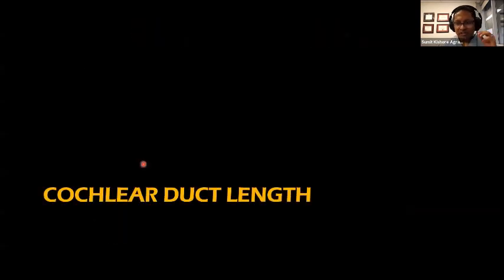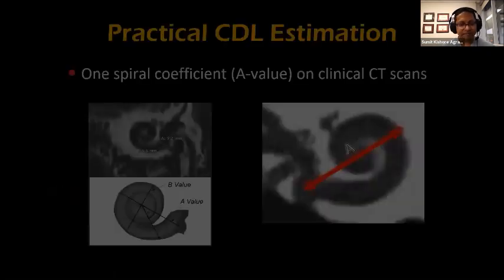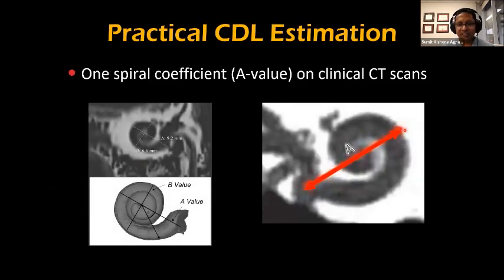So how do we calculate this cochlear duct length? Well, there's been a lot of work over the last several years on different ways to estimate cochlear duct length in a patient. A lot of the work has surrounded this A value, which is the linear distance between the round window through the modiolus to the contralateral side of the cochlea.